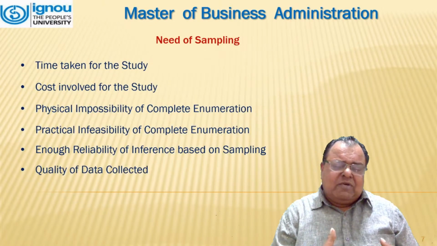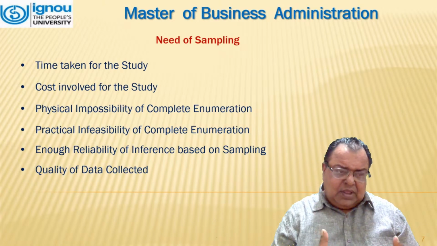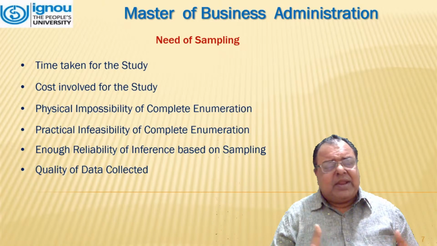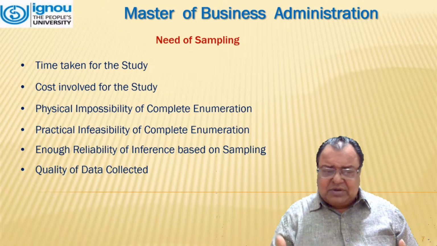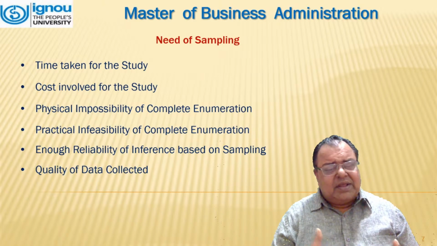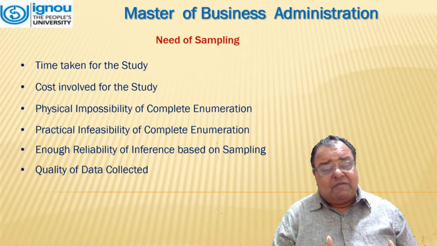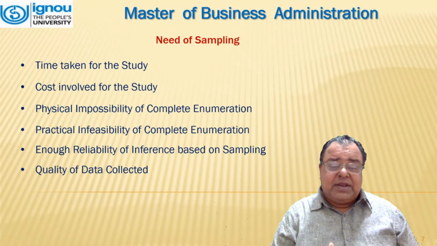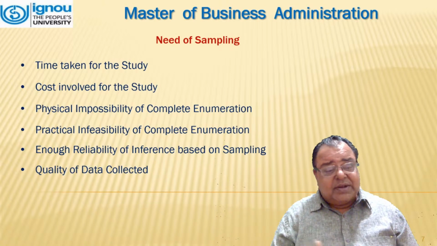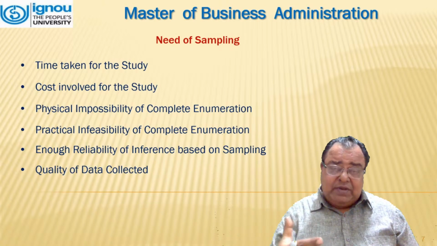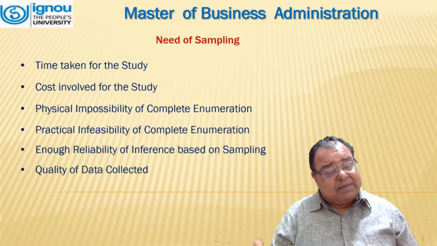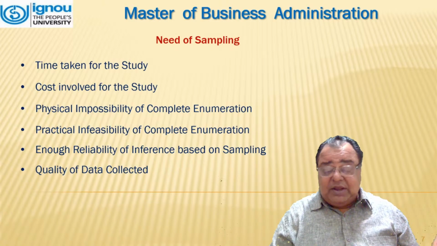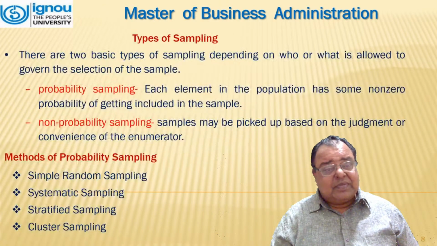Now, what is the need of sampling? It is the time taken for the study, cost involved for the study, physical impossibility of complete enumeration, practical infeasibility of complete enumeration, and enough reliability of inferences based on sampling and quality of data collected.